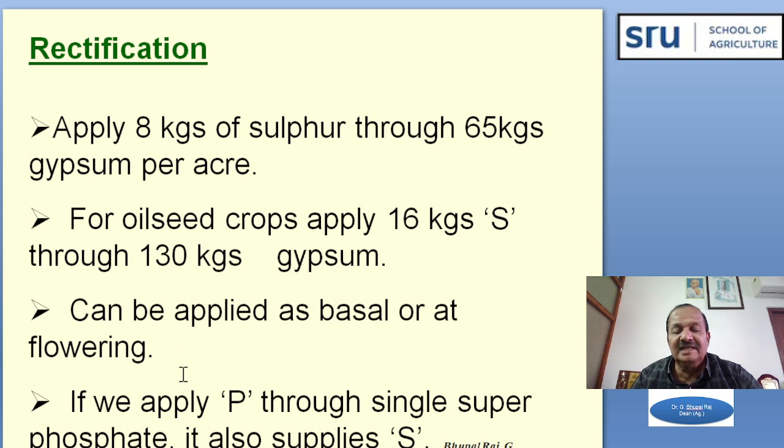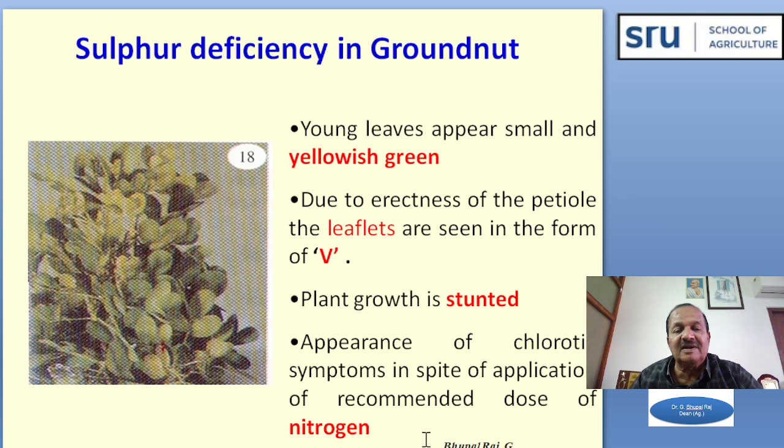If we apply phosphorus as single superphosphate, as I was just explaining about phosphorus fertilizers, it contains not only phosphorus, it also contains calcium and sulfur. It contains sulfur about 11 to 12%. So it is better to use single superphosphate as a source of phosphorus so that it can also supply sulfur to the crops, and we can avoid sulfur deficiency in the coming crops.